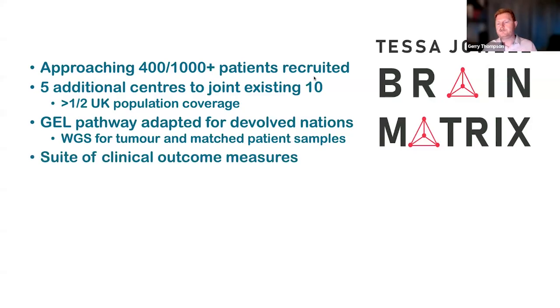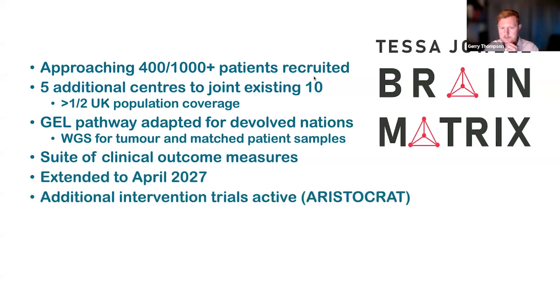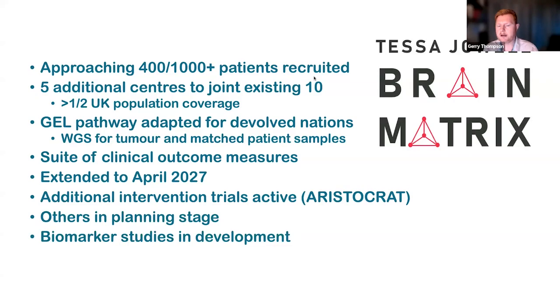And there's also a suite of clinical outcome measures that go with it that are recorded separately, and it's been extended to April 2027. Additional intervention trials have actually been set up and activated using the Brain Matrix platform, for example the Aristocrat trial run out of Leeds in the UK, and other trials are actively in the planning stage. And we've got biomarker studies in development so that we can leverage the platform to look at additional biomarkers.